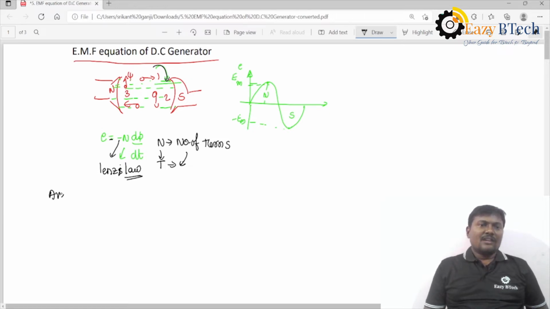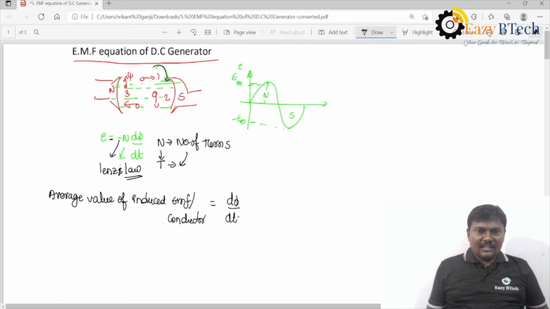The average value of induced EMF per conductor is equal to d phi by dt, where d phi is called the change in flux and dt is called the change in time.